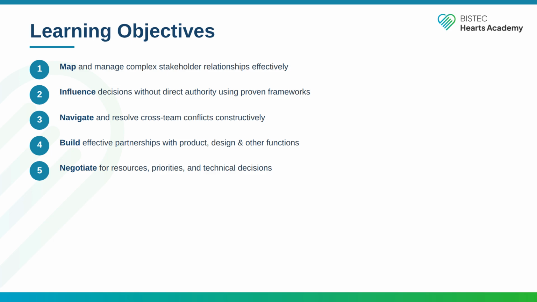Third, navigate and resolve cross-team conflicts constructively. Conflict is inevitable. How you handle it defines your leadership. Fourth, build effective partnerships with product, design, and other functions. These relationships are the operating system of your effectiveness. And fifth, negotiate for resources, priorities, and technical decisions. Negotiation is not about winning. It's about finding outcomes that work for everyone.